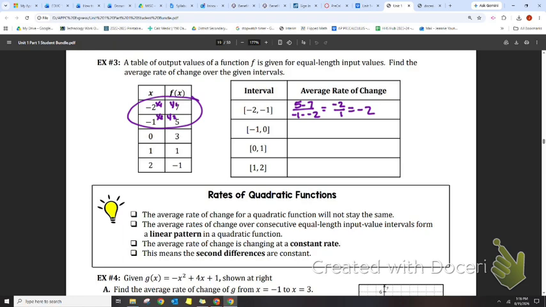Then we're going to look from -1 to 0. So we're using these 2 ordered pairs. So I'm going to let this be my x1, y1, and the bottom one be my x2, y2. So when I find that average rate of change, I'm doing 3 minus 5 over 0 minus -1. So -2 over 1, which is -2. Then we're going to look from 0 to 1. I'm going to let the top one there be my x1, y1. The bottom one be my x2, y2. So for my average rate of change, I have 1 minus 3 over 1 minus 0, negative 2 over 1, which again is negative 2.